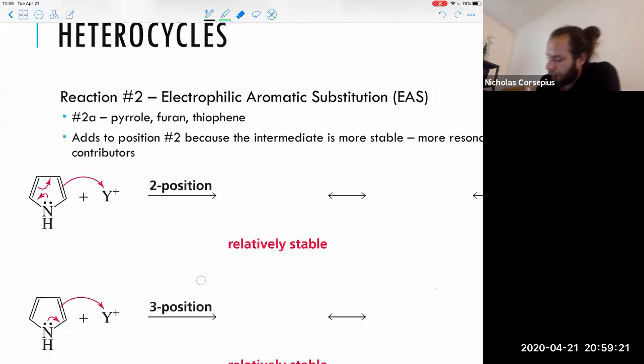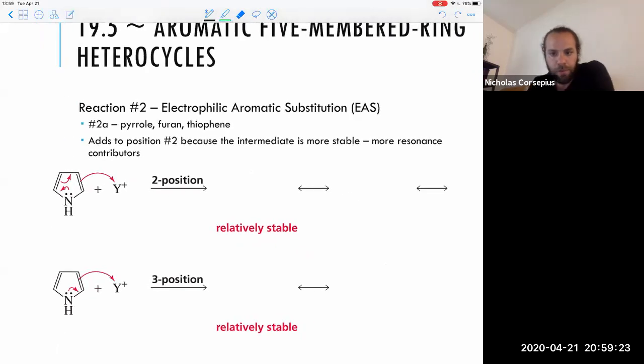Right, so again, just to take a step back so we can appreciate what's going on here. We learned in chapter 8 how to draw these different resonance contributors. What we did in the last chapter, as well as what we're going to do now, is use these resonance structures to support the argument as to why it adds at the 2 position versus the 3 position. Similar to what we were doing with benzene when we were arguing that it was an ortho-para director versus a meta director, and we used resonance structures to do that. So we're building our argument here using these resonance structures.